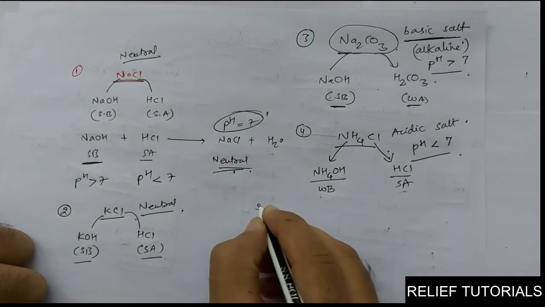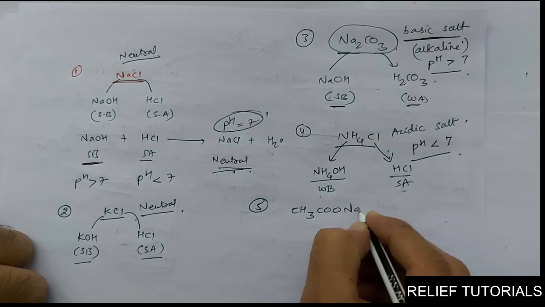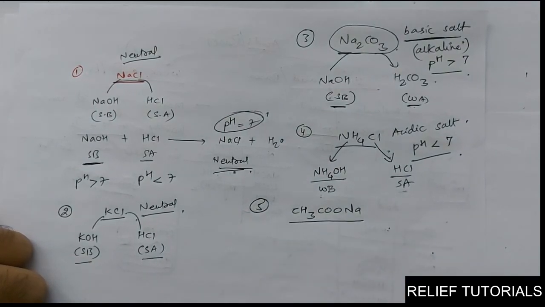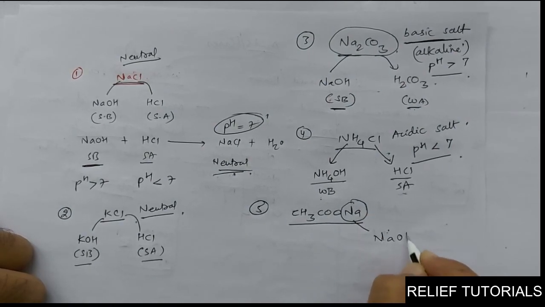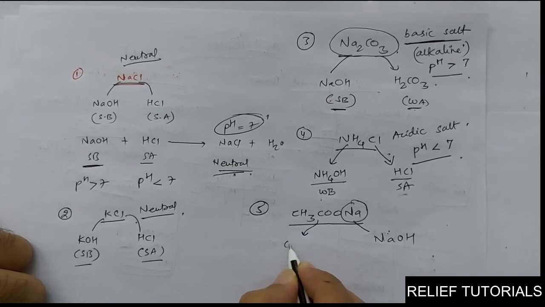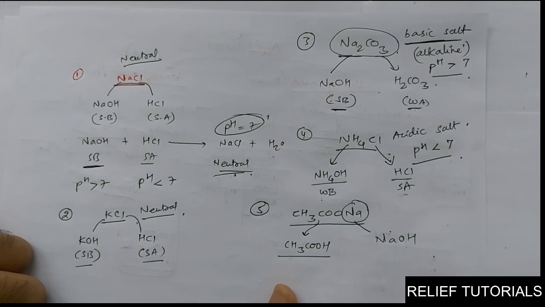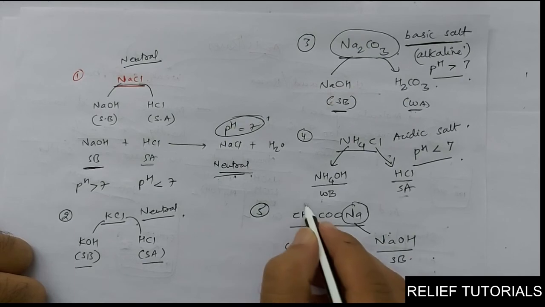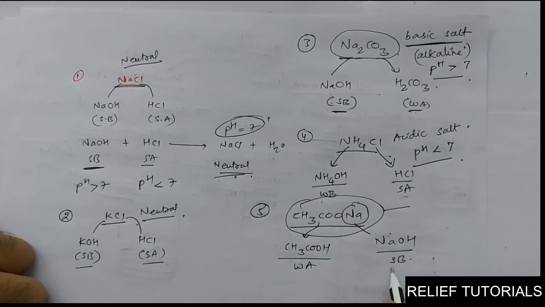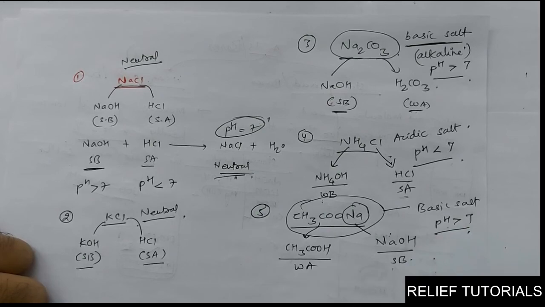This way, one more example of a salt, CH3COONa, sodium acetate. Corresponding to Na, the base is NaOH, and corresponding to CH3COO, the acid is CH3COOH, acetic acid, or vinegar, which is a weak acid, and NaOH is a strong base. So the salt obtained here has some basic characteristics, so this is a basic salt. Basic salt means its pH value is more than 7.